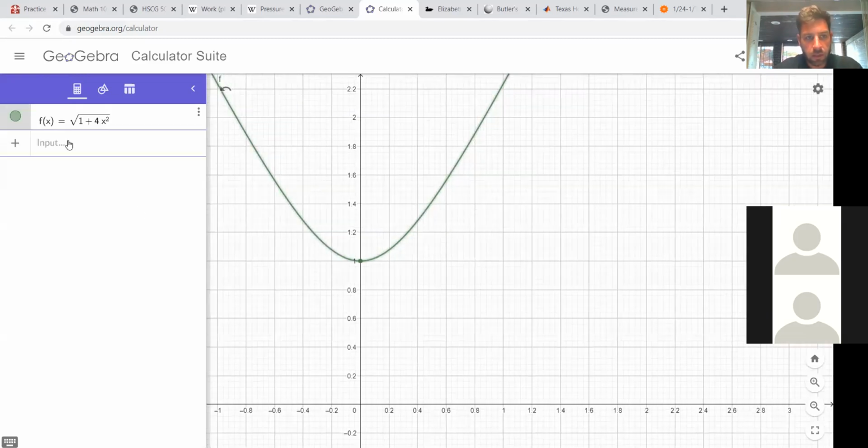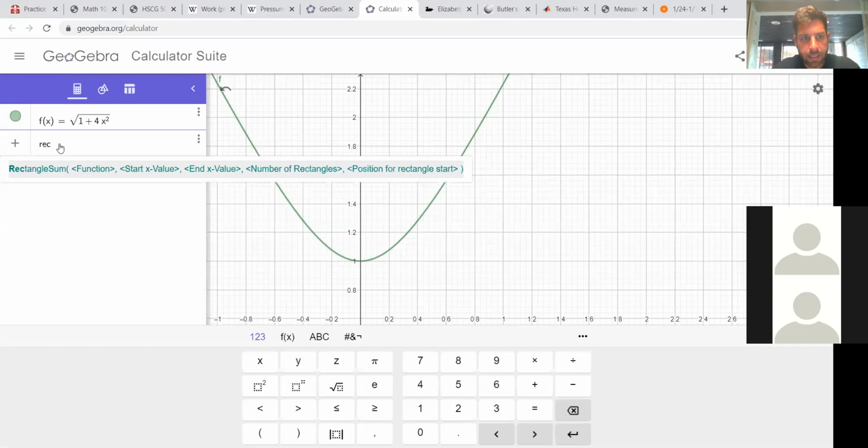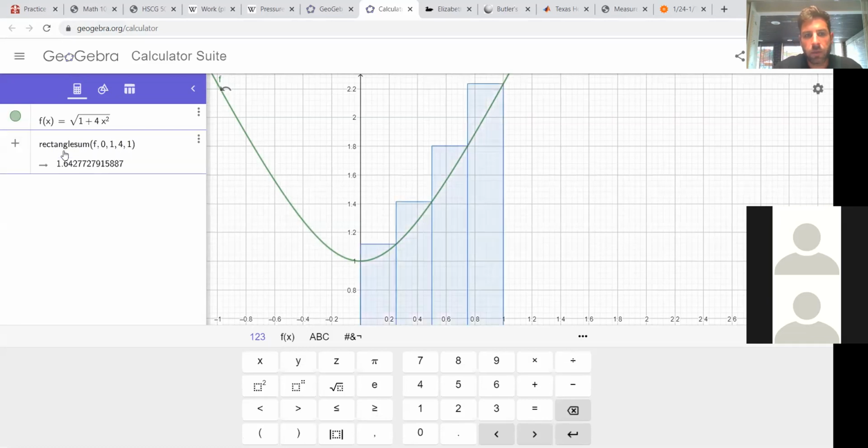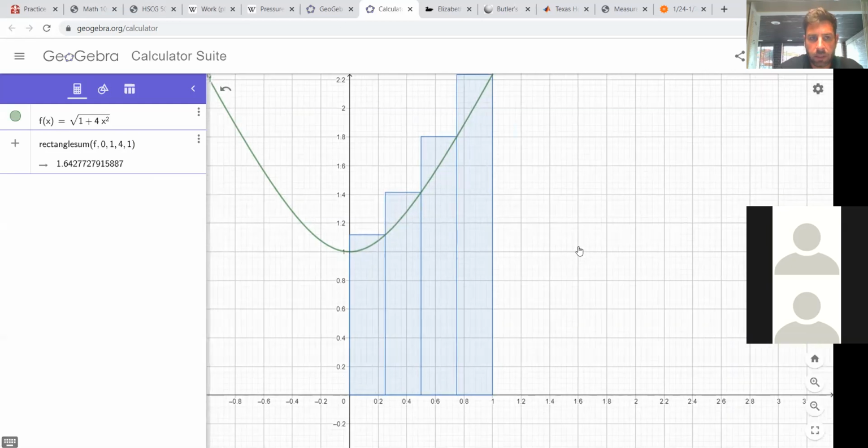So what I do is the function you just type is rectangle sum, and you'll notice that it autofills for me. And so I want to do a rectangle sum, and then I have to tell it what's the function, where am I starting, and where am I ending. I'm ending from 0 to 1. And then the number of rectangles, and then which do I want to use, a left or right Riemann sum. So I'm going to use the right Riemann sum.